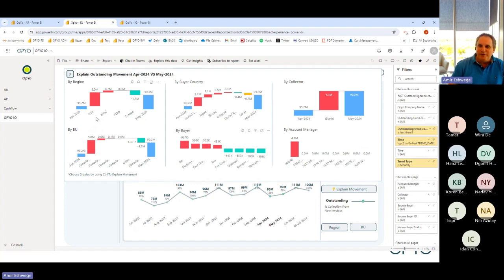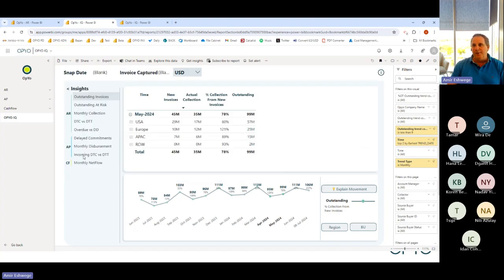Now remember, different than the quarterly view, when we wait till the end of the quarter, we close the books and we try to analyze the changes, OPYO gives us the ability to analyze this ongoing. That means every day we have this analytic working in the background for us. Let me demonstrate in another area.